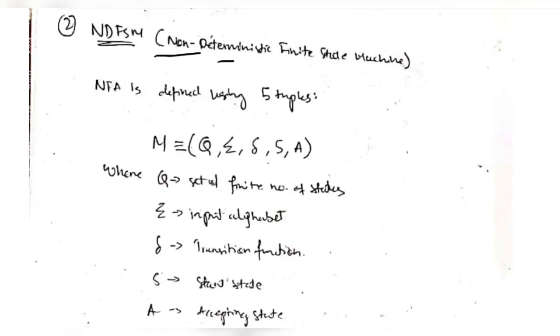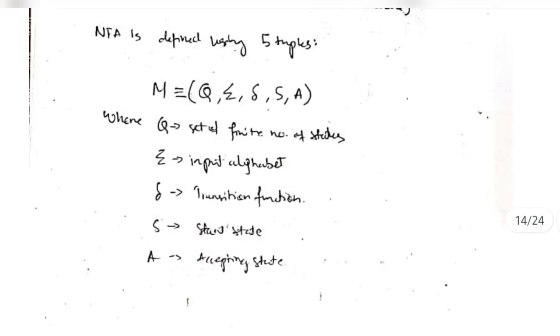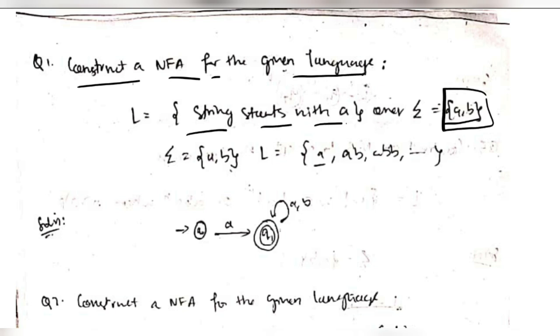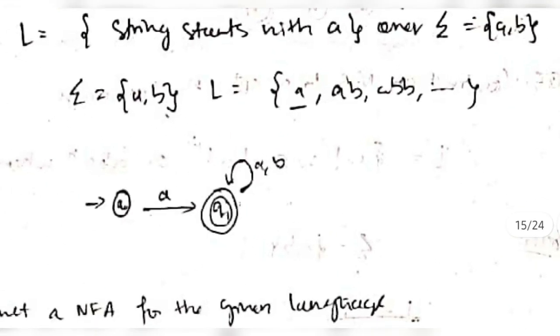Coming to the non-deterministic finite state machine, it is a bit easier than the previous one. We will have 5 things here, which we already know. Moving on to the questions: construct an NFA for the given language, string starts with A over A and B, okay. The string should start with A and the alphabets are A and B. After writing this, we will write here the states. What is the minimum string which we can form? The minimum string which we can form is A, okay. It should start with A, and it can contain A and B. So, therefore, the minimum one is A.